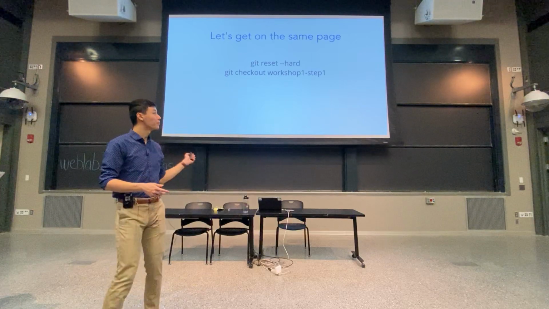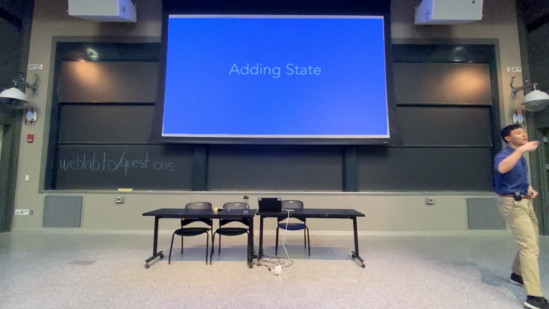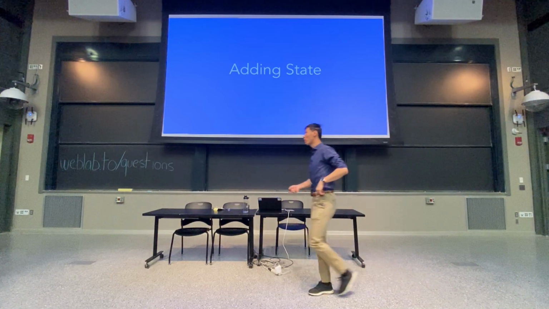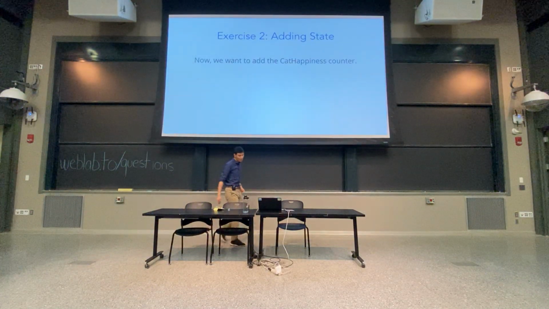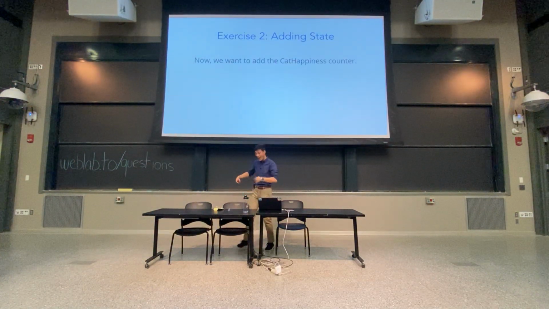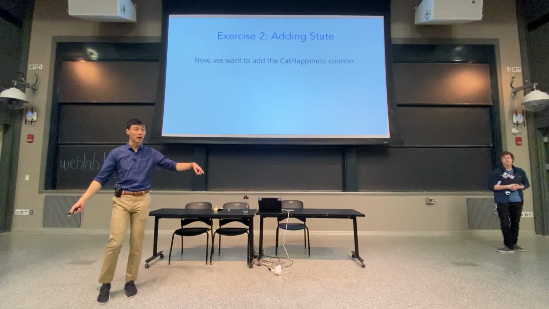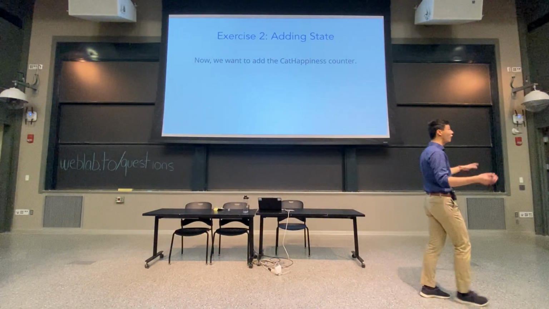That's great. Okay. So now what we're going to do is add state. Feel free to raise your hand if you're stuck. So we're going to add state to our component now. Here's how we're going to do that. We want to add the cat happiness counter as a state. And remember, it needs to be a state in profile.